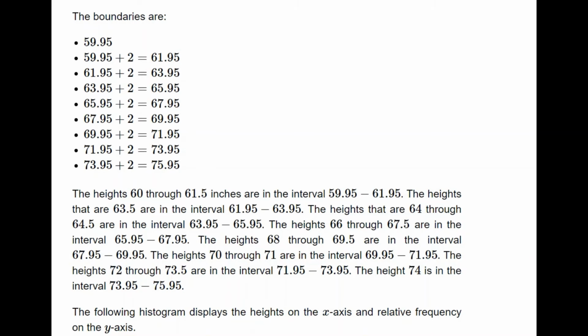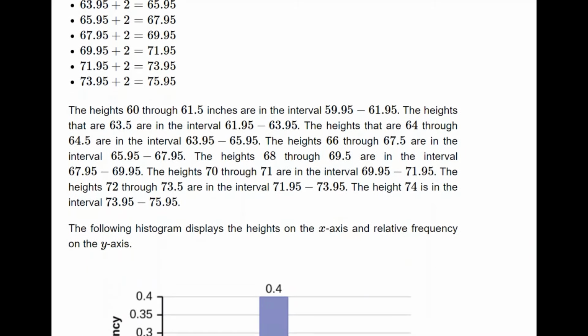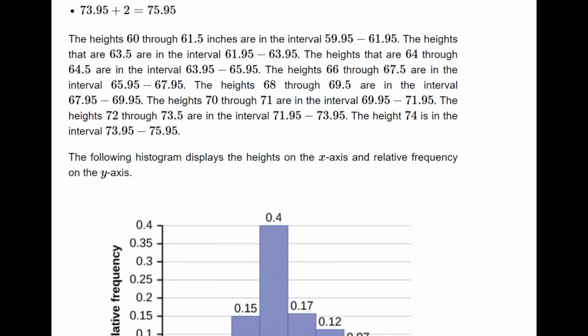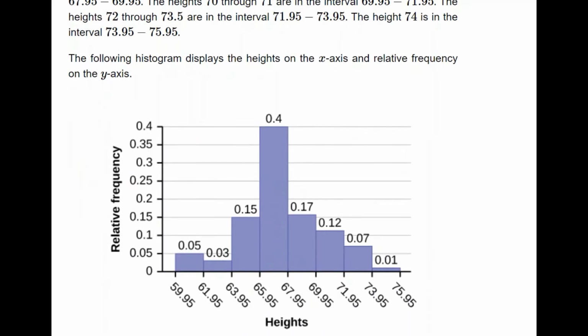Okay, now we look at the histogram and see that our intervals are taking values from 59.95 through to 75.95, and they cover all the values of the data that are given to us. Now we have to look at the y-axis, and see how we should fix the ticks on the y-axis so as to cover the whole data.